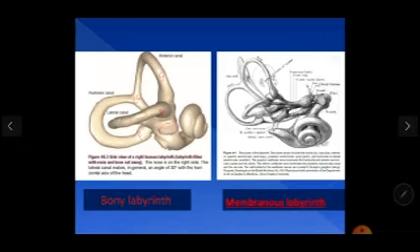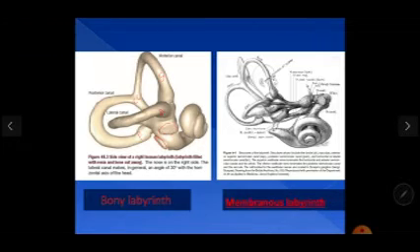Scala vestibuli will be connected with the scala tympani at the apex, and that apex is known as the helicotrema. The scala tympani will be sealed by the secondary tympanic membrane or the round window membrane. I think the concept is clear now.